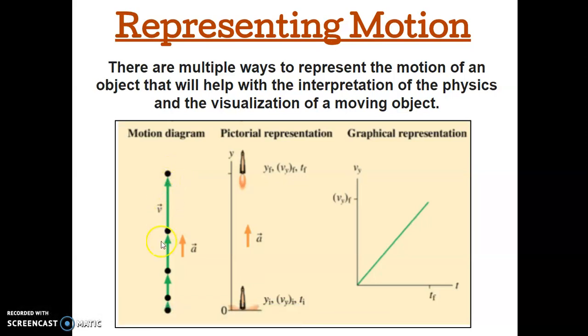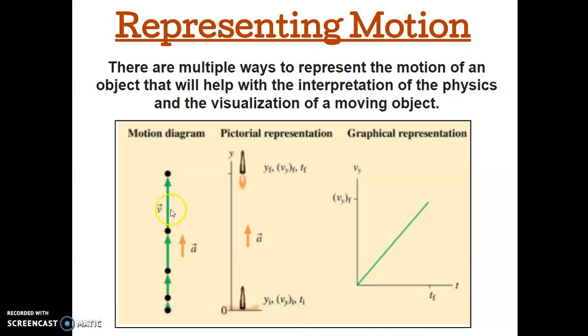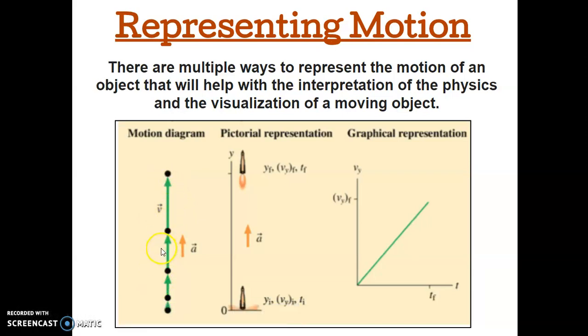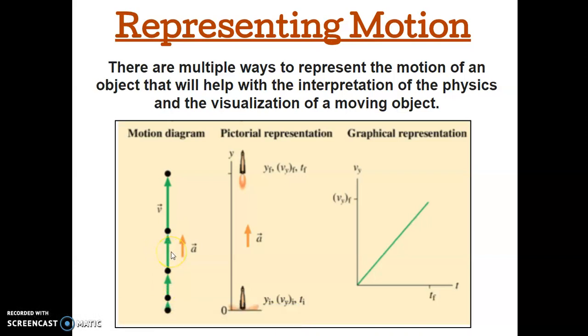So we can see that on this diagram, we have a way to show the position of the object. The time is shown just by the black dots themselves. And then we have the velocity. We get an idea of the velocity by how far apart the dots are spaced in equal intervals of time. And then, of course, if the velocity, the green arrows, if they are changing, we know that the object has to be accelerating. Whether they're going up or down, there is an acceleration.